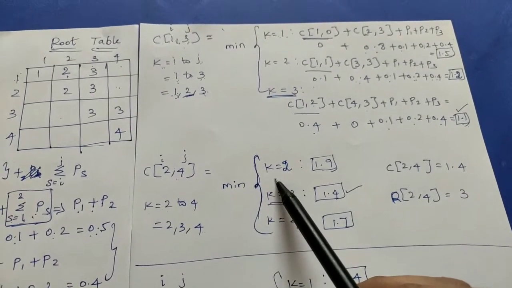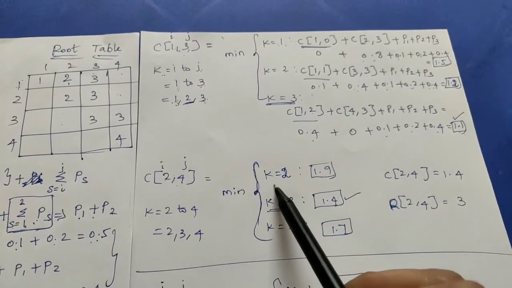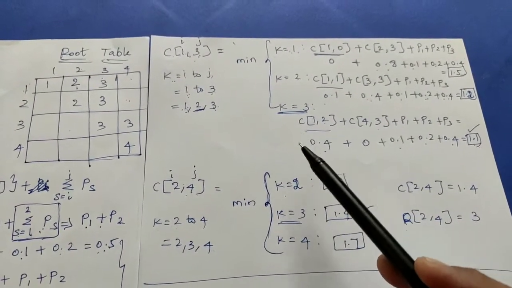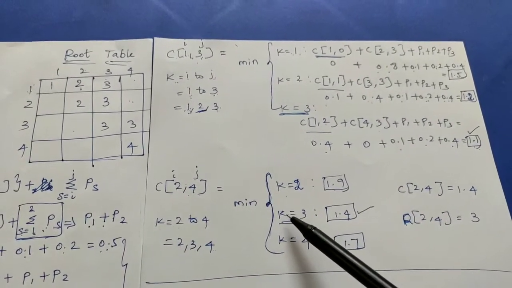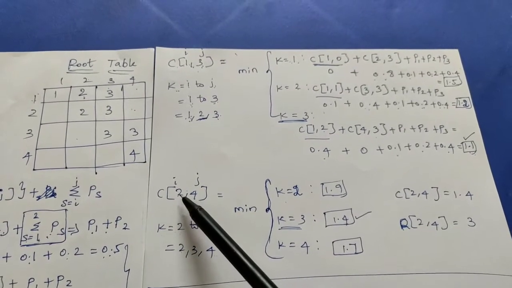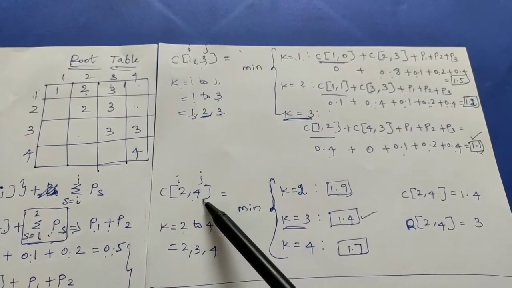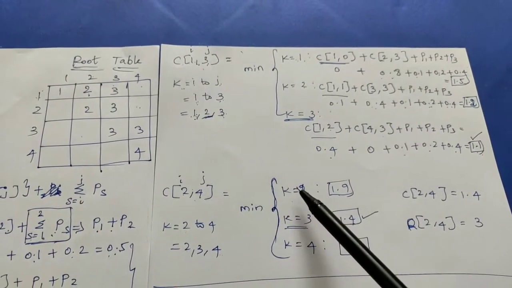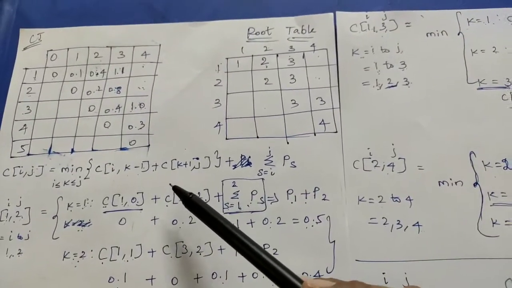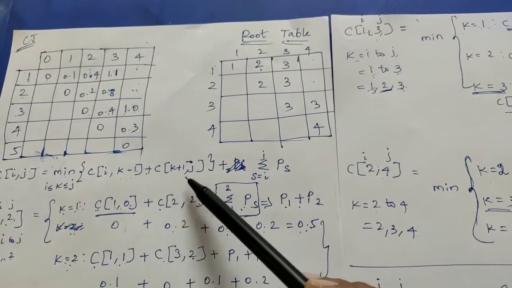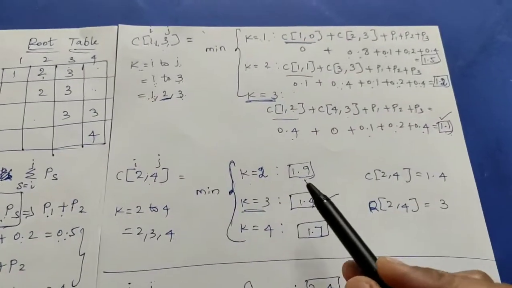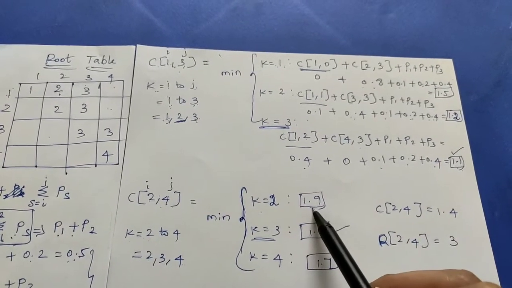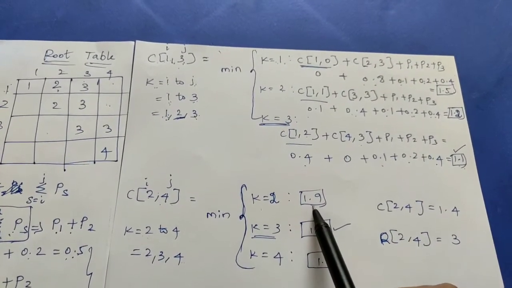To find this, use the same formula we have applied till now. Consider the i value as 2, j value as 4, k value as 2. Apply these values in the same formula. This is the formula. When you apply it in a similar way, you will get the value as 1.9.